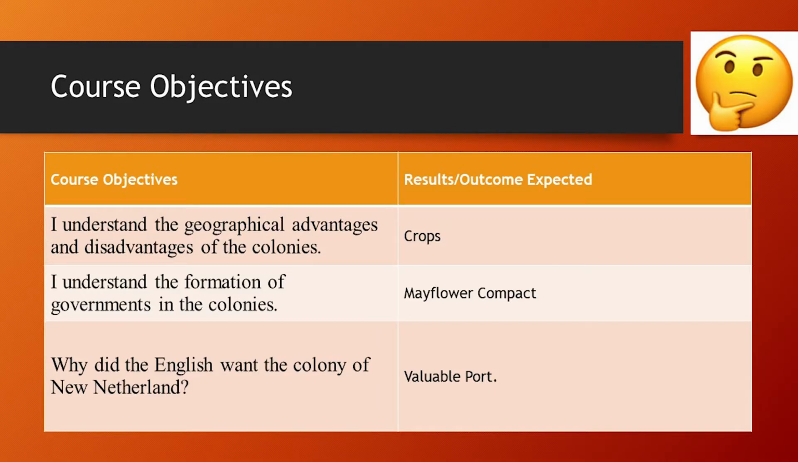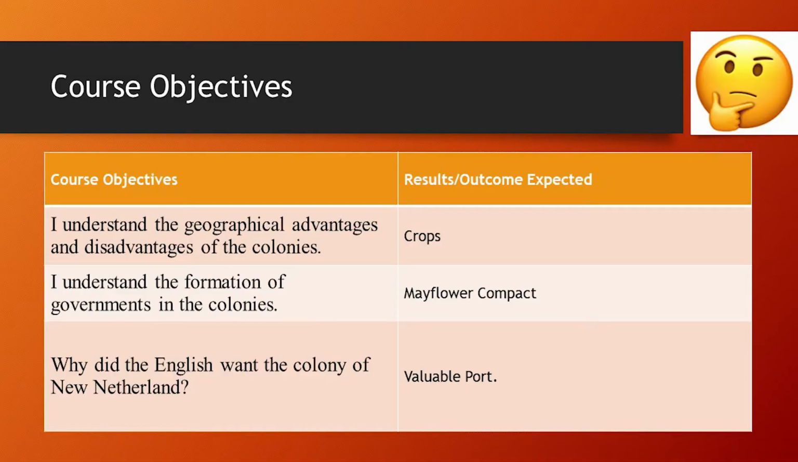Understand the formation of government in the colonies. If I say representative government, you say House of Burgesses, exactly. And if I say religious freedom establishes tolerance, Mayflower Compact, you got it. Why did England want the colony of New Netherland? They want it for the port, and it'll make sense in a minute. Let's get into it. Here we go.